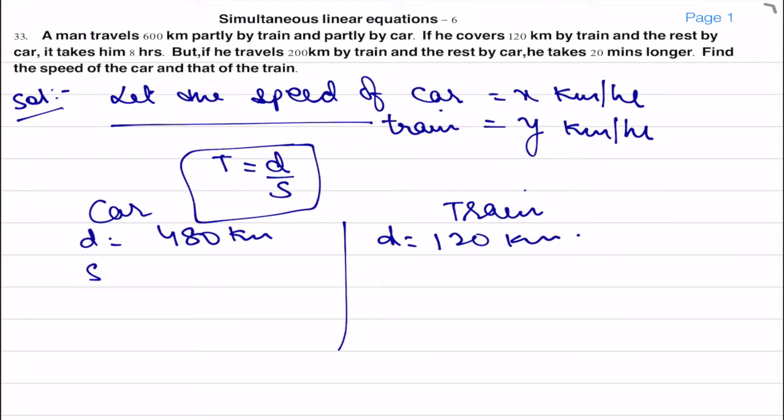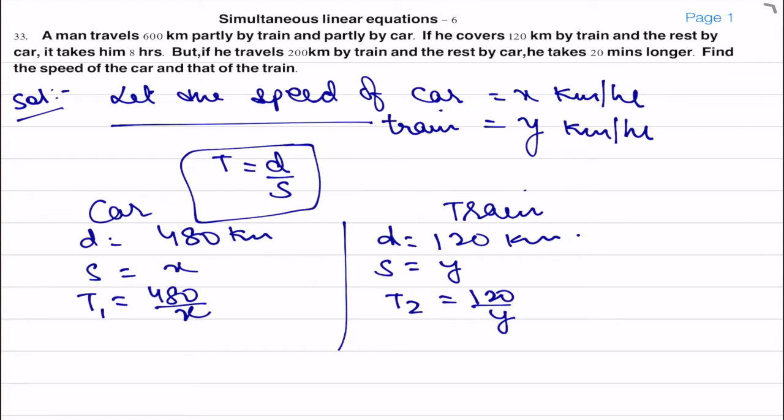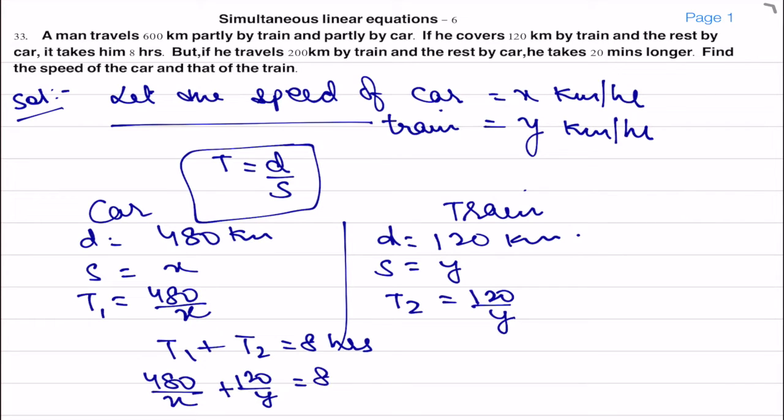Speed of the car is x, speed of the train is y. So can we find out the time? Time t1 is 480 upon x according to the formula and time t2 is 120 upon y. And the total time taken is 8 hours. So t1 plus t2 is equal to 8 hours. So 480 upon x plus 120 upon y is equal to 8. This is the first equation.